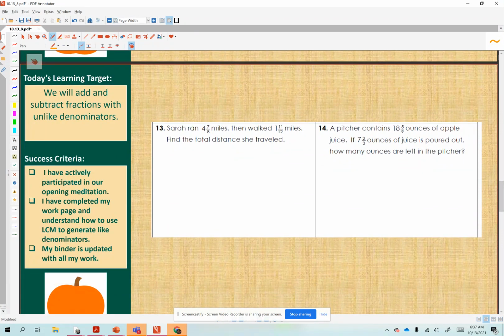Sarah ran 4 and 7/8 miles. Then she walked 1 and 11/12 miles. Find the total distance. So we just need to add those together. First, she ran 4 and 7/8 miles. Then she walked 1 and 11/12 miles. So we'll convert those to improper fractions. 8 times 4 is 32, plus 7 is 39. So 39 eighths plus 12 times 1 is 12 plus 11 is 23 twelfths.